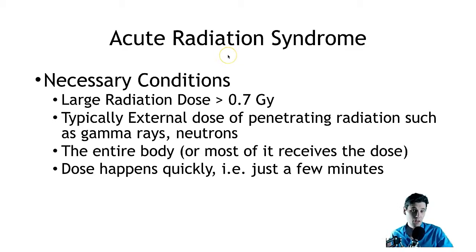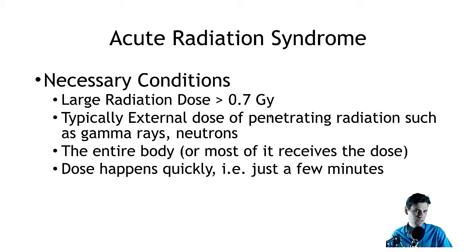So acute radiation syndrome, there's a few things that are necessary for it. It has to be a large dose, so at least 0.7 gray is the approximate dose before you'll see symptoms of acute radiation syndrome, and then anything above that in terms of higher radiation doses. Typically external, very penetrating radiations, such as neutrons, gamma rays, high energy X-rays. These can all lead to acute radiation syndrome.